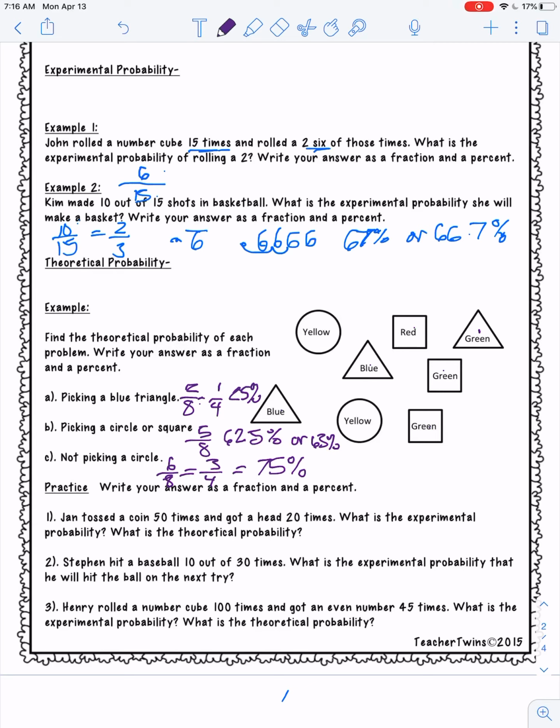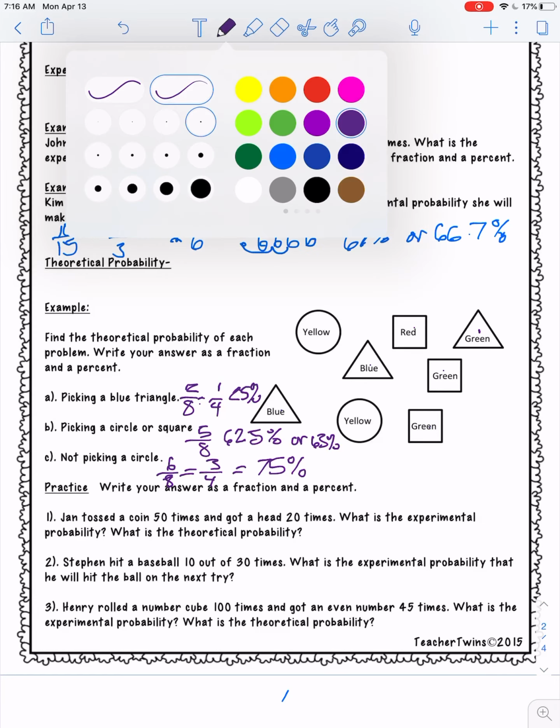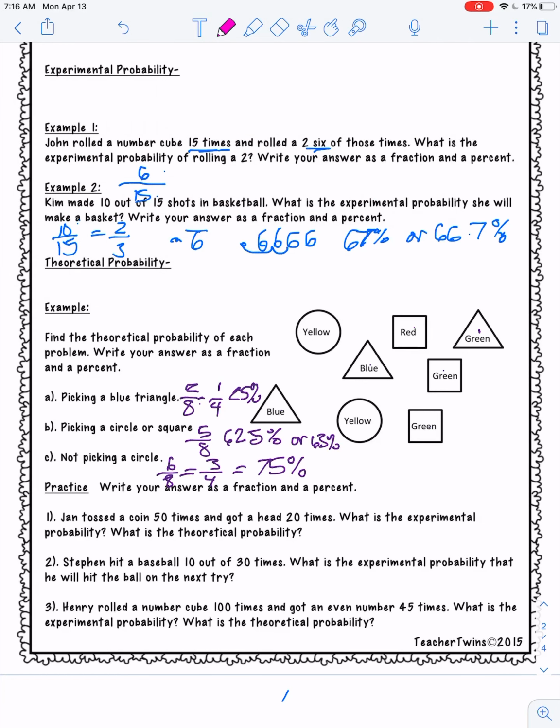Okay, now I want you to do some practice. So it says, write your answer as a fraction and a percent. So Jan tossed a coin 50 times and got heads 20 times. What is the experimental probability of getting a heads? So then it wants you to give the experimental probability and the theoretical probability.